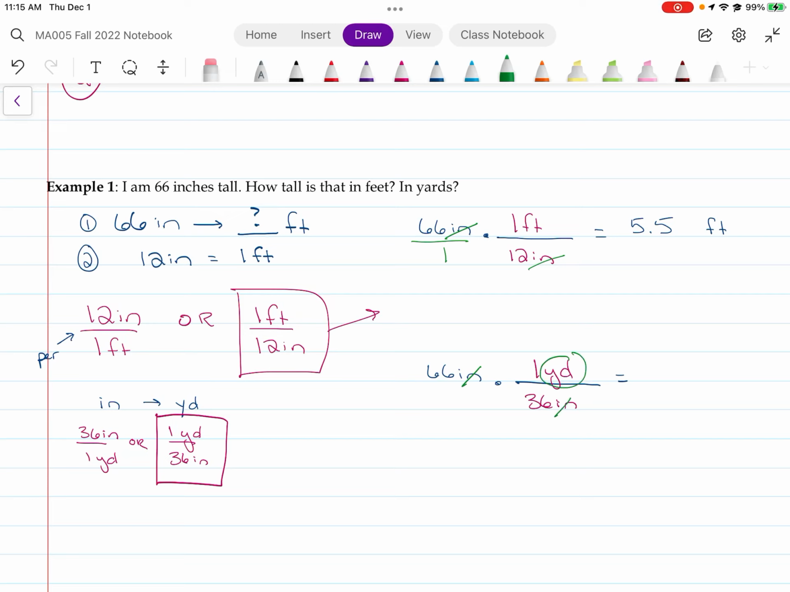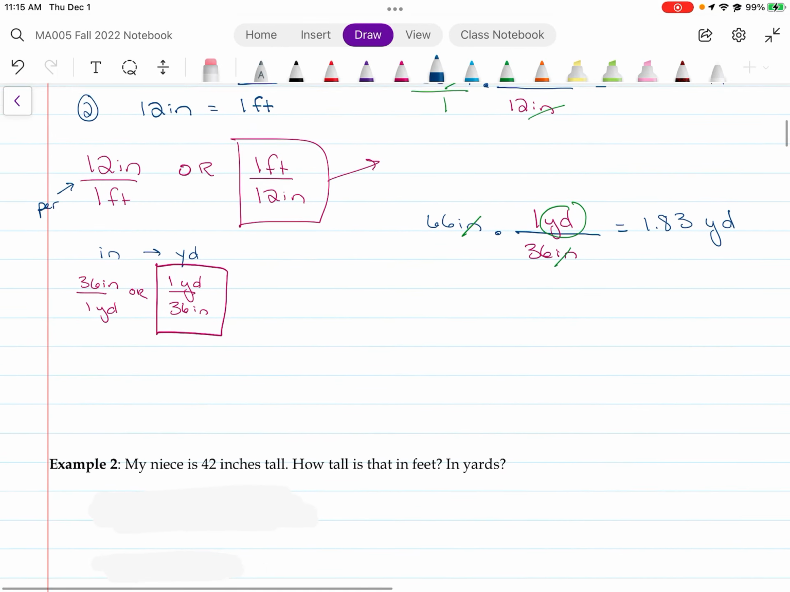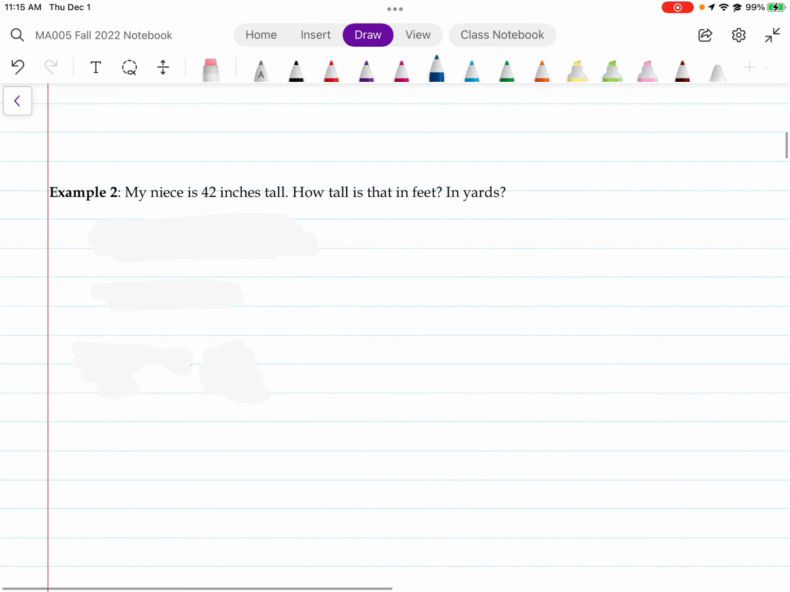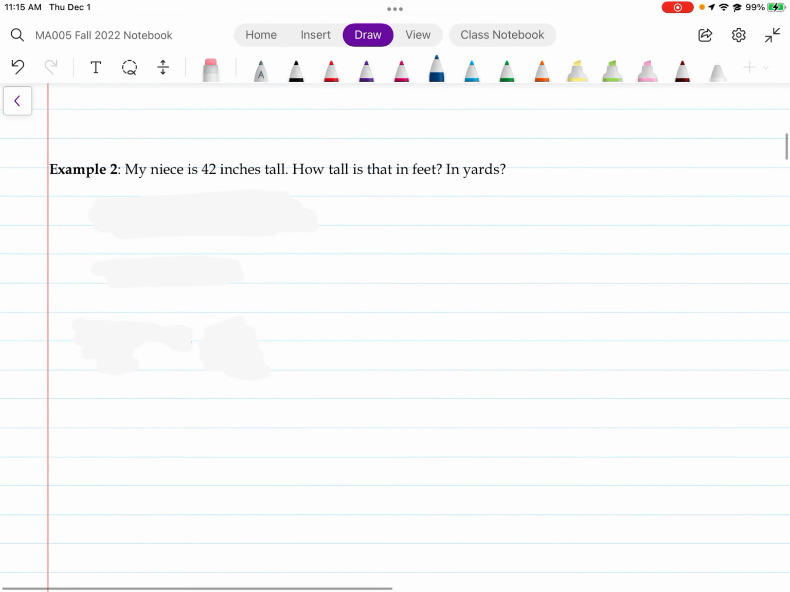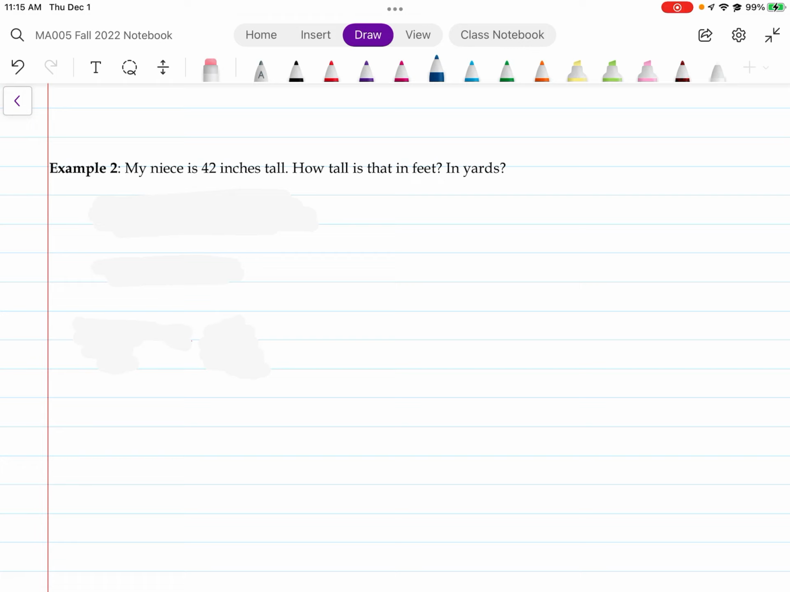It is a good idea to circle what you're left with just to make sure you stop and think, was I looking for yards? Yes, I was. So you're going to say 66 divided by 36, and you're going to get 1.83, and I'm just rounding to the second decimal place, yards. Okay, so that's how you do that. So why don't you try this one? How tall is 46 inches in feet and in yards? So give it a try. It's just like the last one.